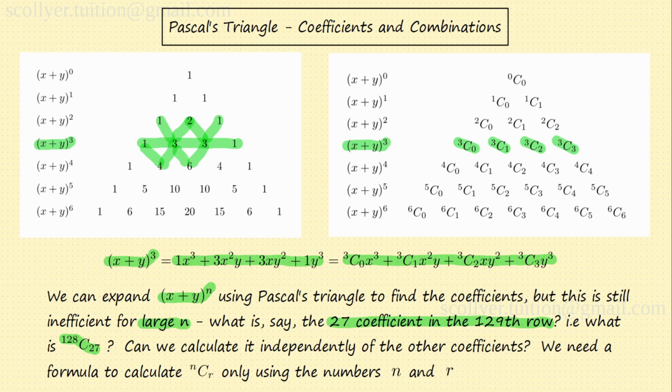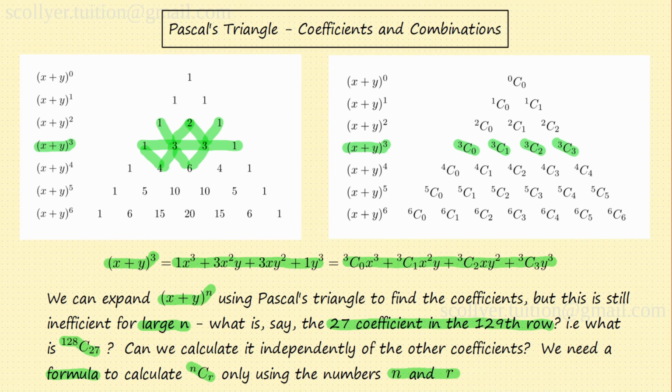What we need is a process to calculate values of the coefficients in any row independently of other coefficients. So what we need is a formula that allows us to calculate nCr, a general coefficient, only using the numbers n and r. And it's worth being aware that both n and r start at 0.